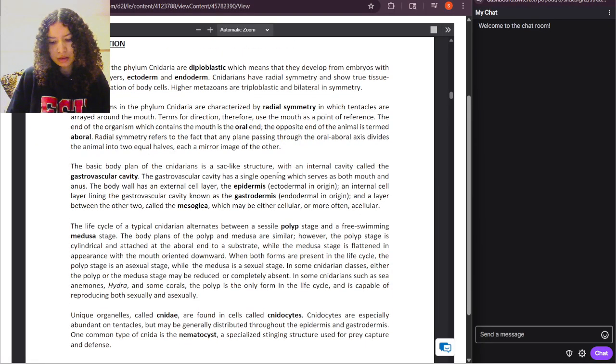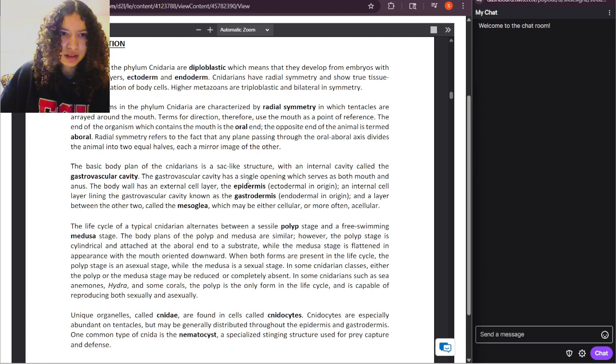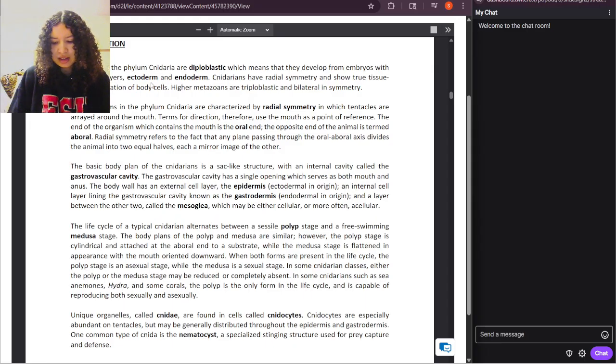Alright, where were we? So we're studying Cnidaria. Diploblastic, radially symmetrical, eumetazoan. They use diffusion for gas exchange. So diploblastic, of course, means that they develop from two different layers, which are the ectoderm and the endoderm. Ecto meaning external, endo meaning internal, basically, like endoskeleton.